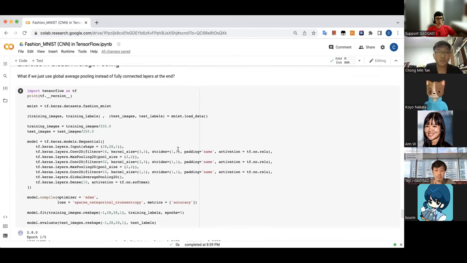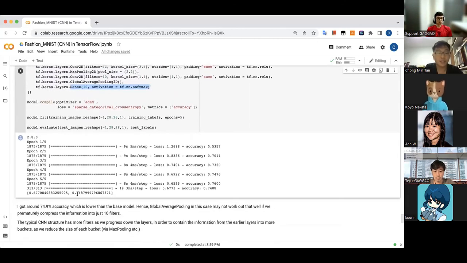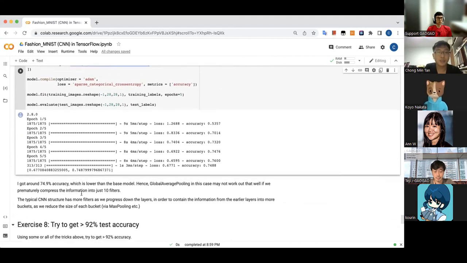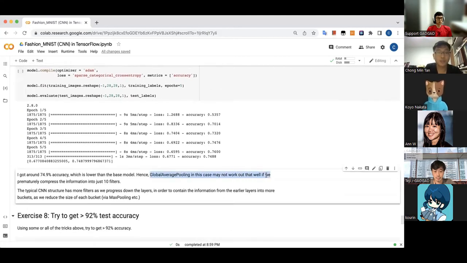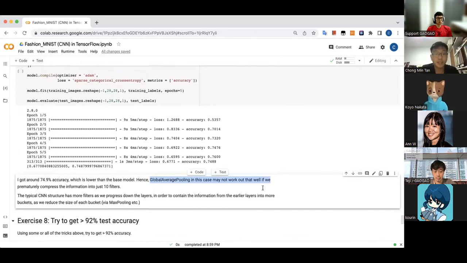Global average pooling. I tried out to see whether global average pooling can work better for this use case. So remember, with global average pooling, we end up with 10 filters at the end, the number of classes. We do global average pooling, and then we do the final 10 nodes here. What we get is about 34.9, which means that global average pooling may not work out well in this case. Because usually with global average pooling, they have a very deep model, then they do global average pooling at the end. So yeah, it didn't work out that well.